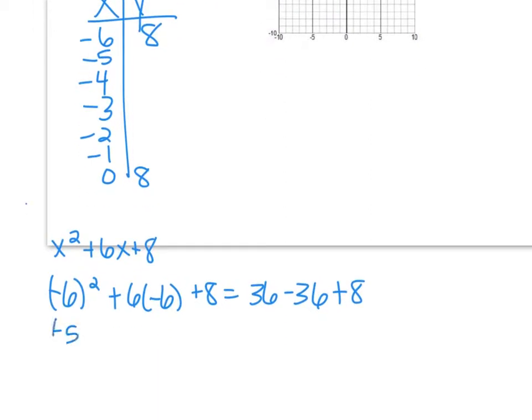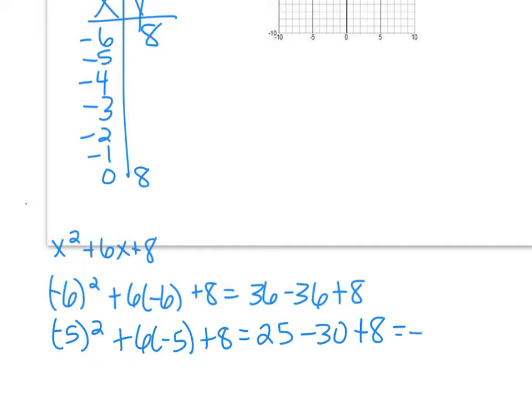Now let's do negative 5. So negative 5 squared plus 6 times negative 5 plus 8. So that's positive 25 plus a negative 30. So minus 30 plus 8, which is negative 5 plus 8, and that's 3. So I already know that I'm going to have symmetry, so I'm going to go ahead and put that for negative 1 as well. And I'll prove it works. Negative 1 squared is positive 1. 6 times negative 1 is negative 6. So 1 plus negative 6 is negative 5, and negative 5 plus 8 does give us a 3 again.